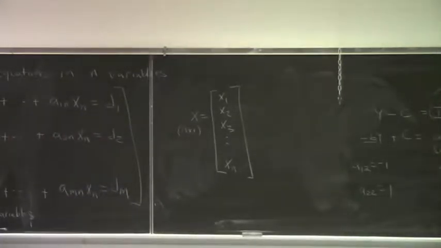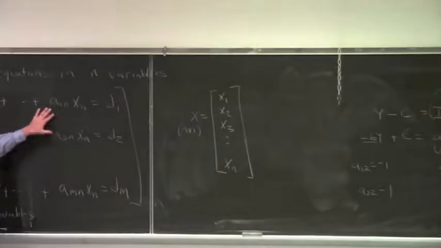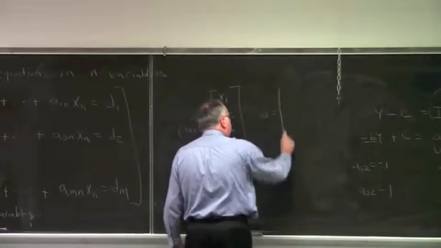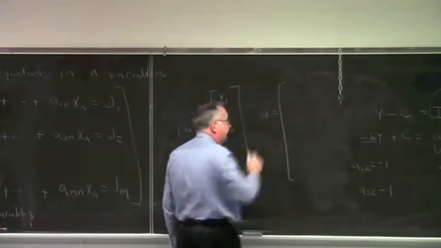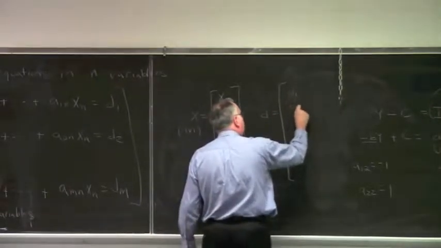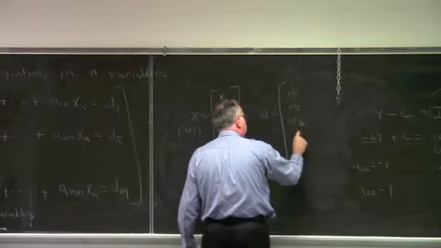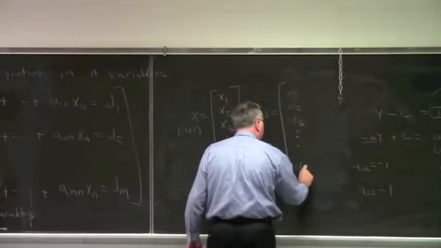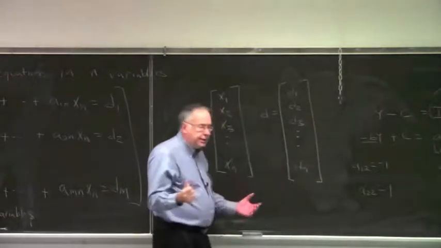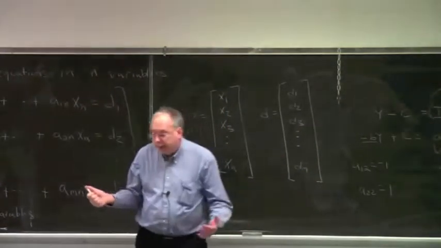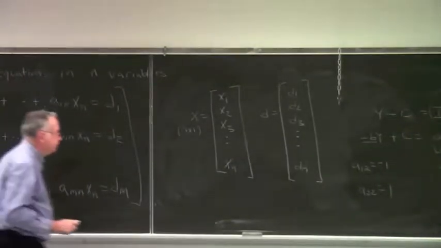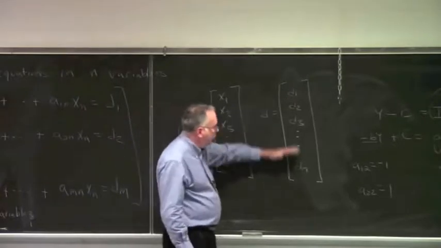And the final component of this equation system is the d vector. And it is the vector of right-hand side constants. d1, d2, d3, dot, dot, dot, d sub m. And it has a dimension of what? What's its dimension? M by 1. Notice it has m rows and just one column.